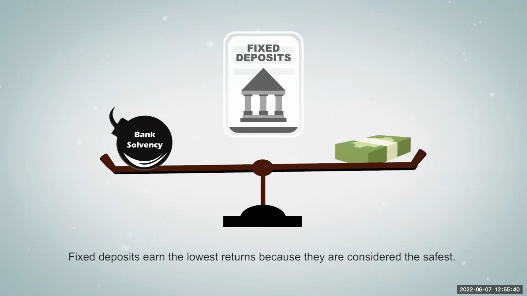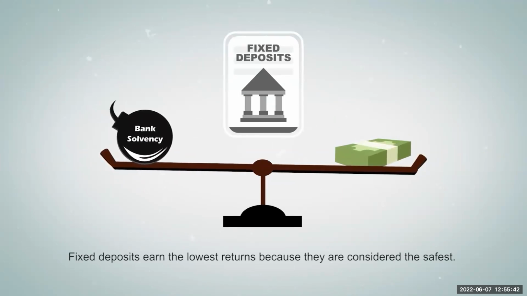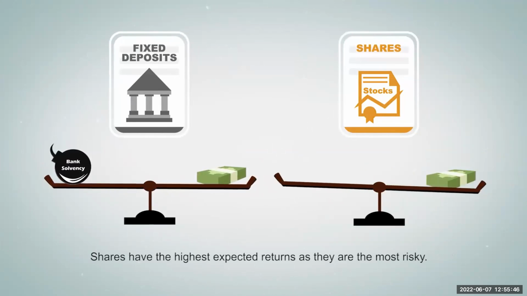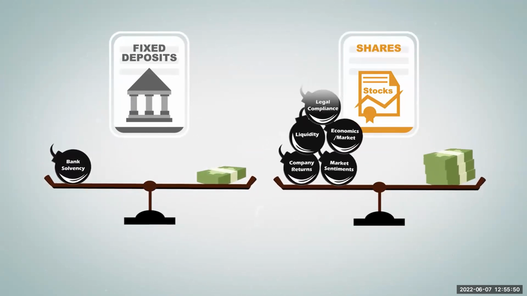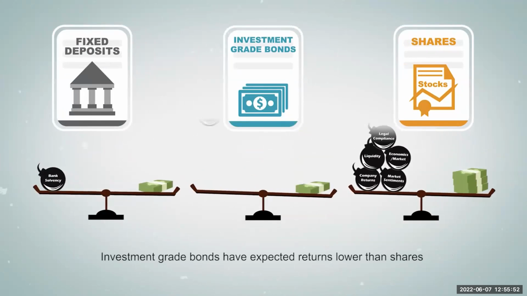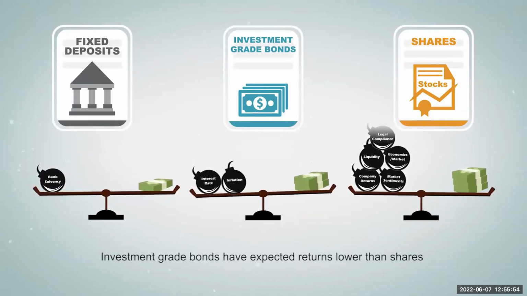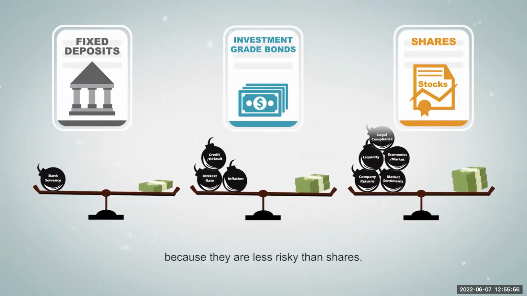Fixed deposits earn the lowest returns because they are considered the safest. Shares have the highest expected returns as they are the most risky. Investment-grade bonds have expected returns lower than shares because they are less risky than shares.